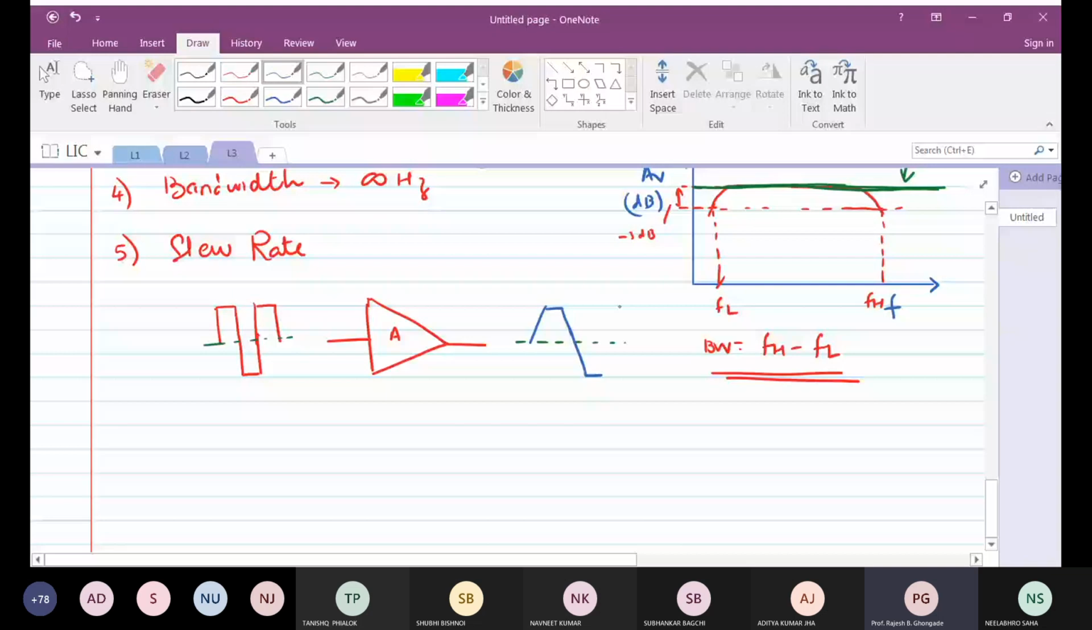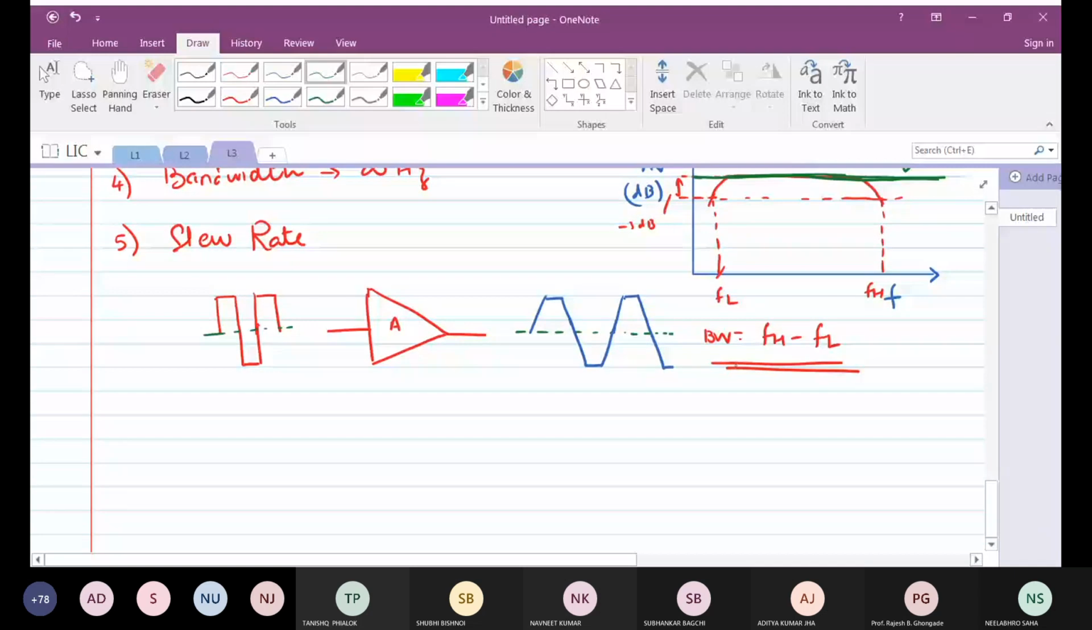Do you see the difference here? Do you see the difference? Guys, what is the difference? It simply means that the output is not able to follow the input as fast as the input is available.